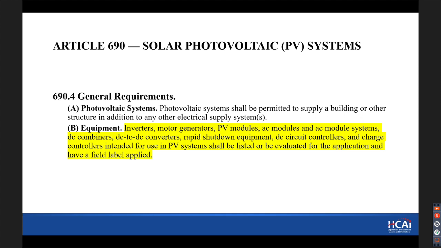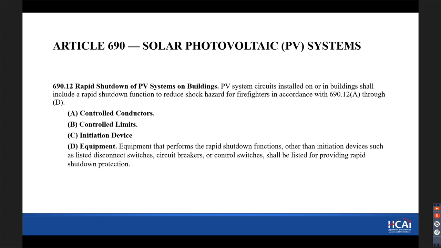But as the code continues to evolve and PVs and fuel cells are acceptable emergency power sources, those designs, if they're intended for that use, will need to be submitted and reviewed by HCAI. We'll see that the national code is continuing to stay on top of requirements for these systems. So solar voltaics needs rapid shutdown, control limiters, initiating device equipment.